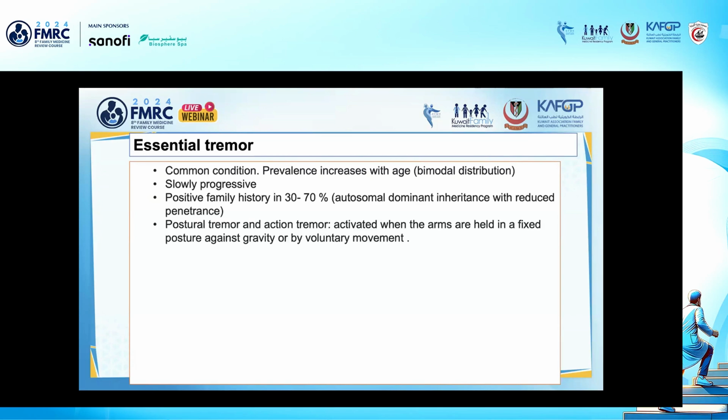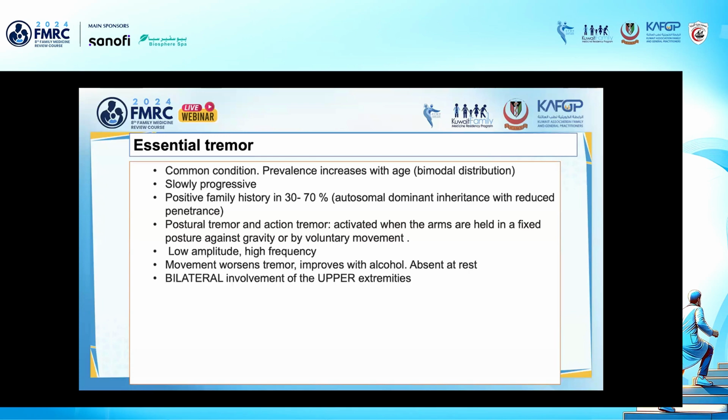It is characterized by postural tremor, and also may have action tremor. So it is usually activated when the arms are held in a fixed posture. Usually when you ask the patient to stretch his arms in front of him, then the arm will start to tremor, or by voluntary movements. It's a low amplitude, high frequency tremor. So it's a bit fast tremor, and usually movement worsens the tremor. It might be improved with alcohol, and it's absent at rest.